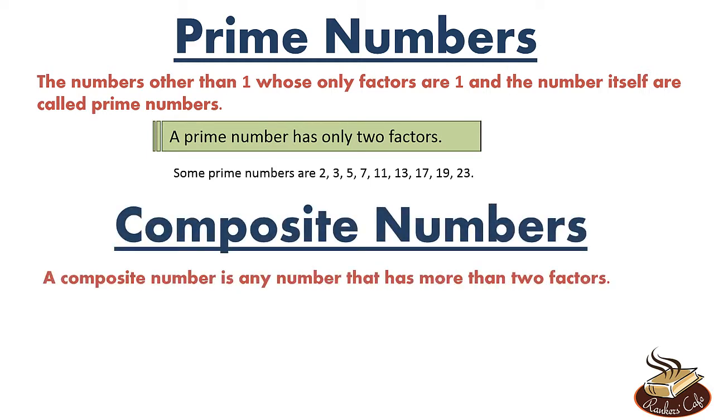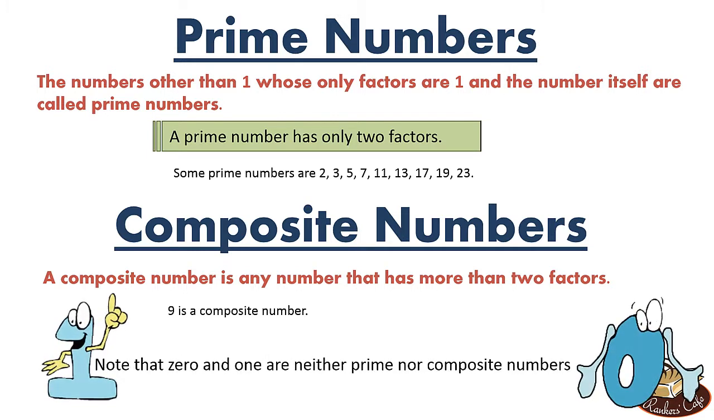Composite number, on the other hand, is any number that has more than two factors. For example, 9 is divisible by 1, 3 and 9 and so has three factors, hence 9 is a composite number. It is important to note that 0 and 1 are neither prime numbers nor composite numbers.